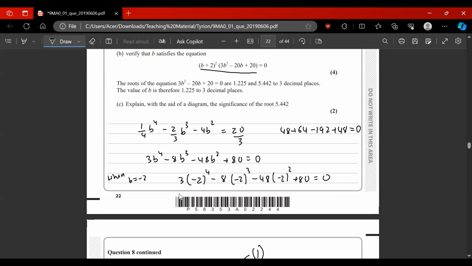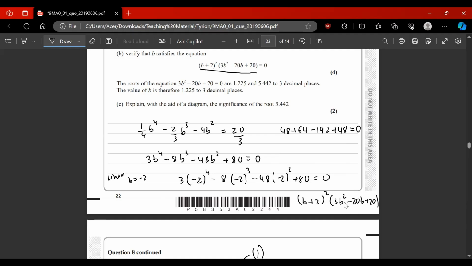We can then use that and substitute it into our expression, or rather we can use polynomial long division by b plus 2, and we should obtain this given expression here, which is (b plus 2) squared (3b squared minus 20b plus 20) is equal to 0. So this is the expression.